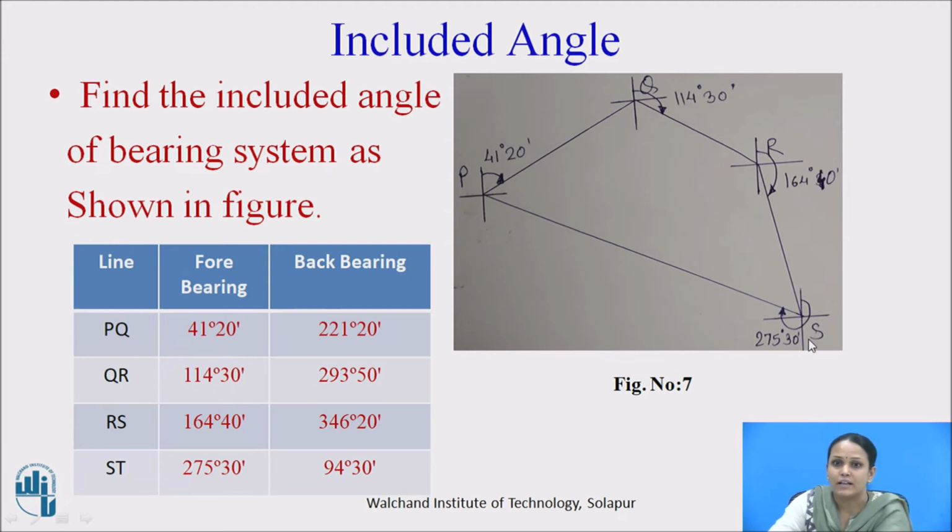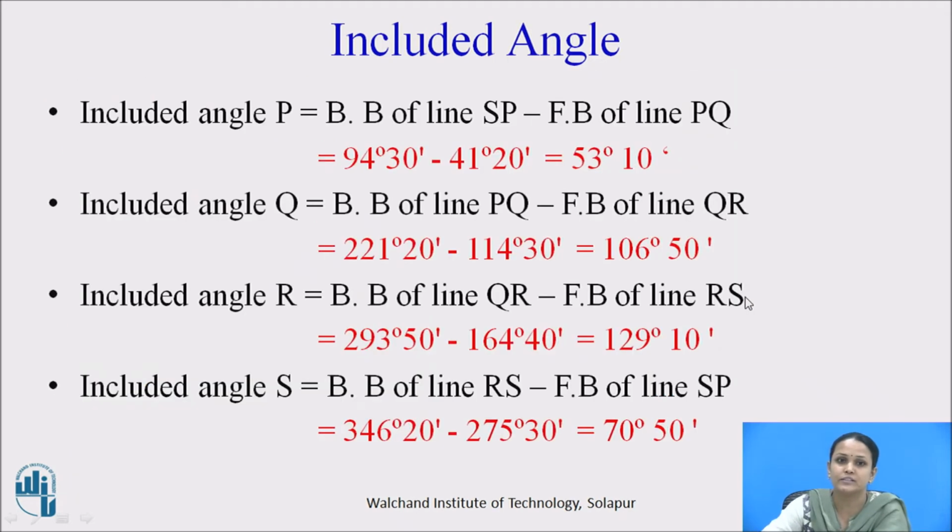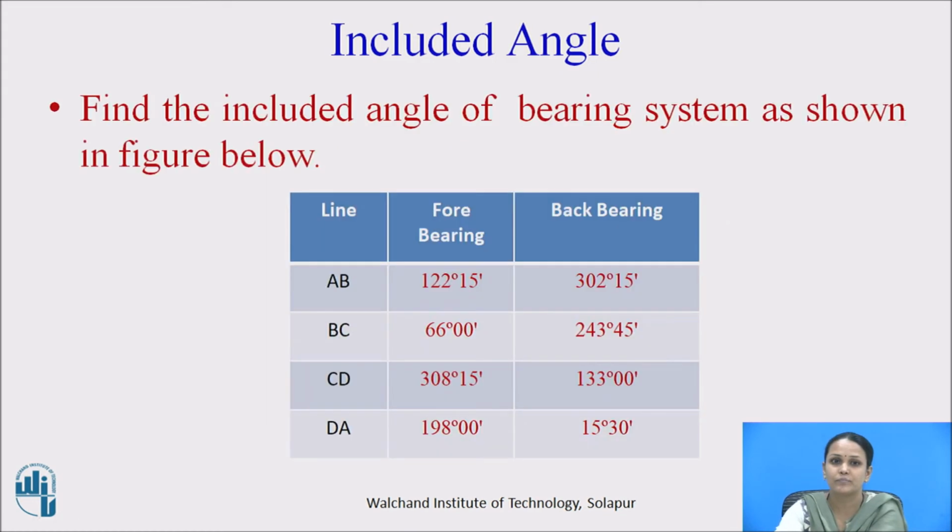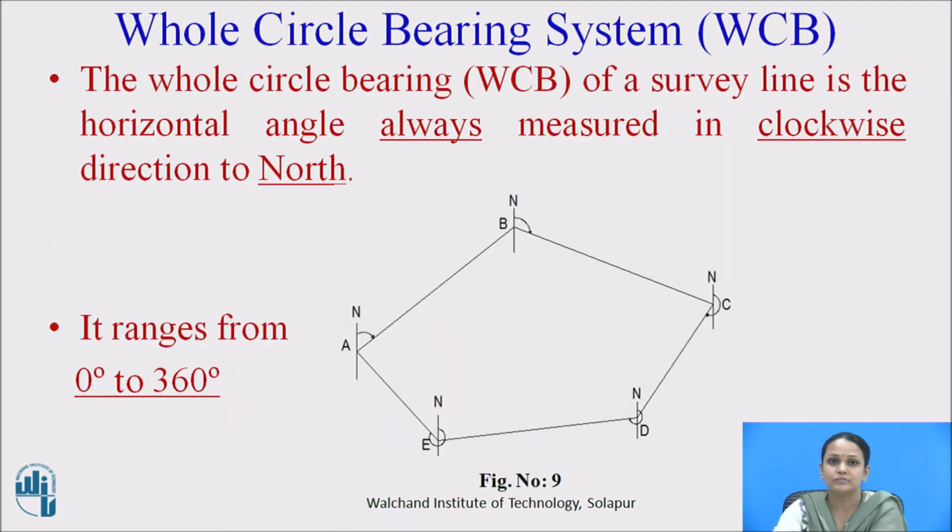Now for the included angle S, I will do the same procedure, that is the back bearing of line RS minus the fore bearing of line SP, we will get the included angle S. So it is shown here how to calculate all the included angles. Now pause the video and try to find out the included angles of this given bearing system. These are the answers.